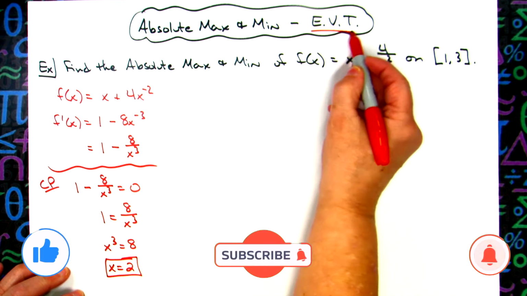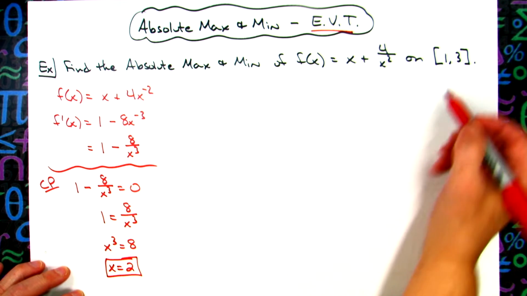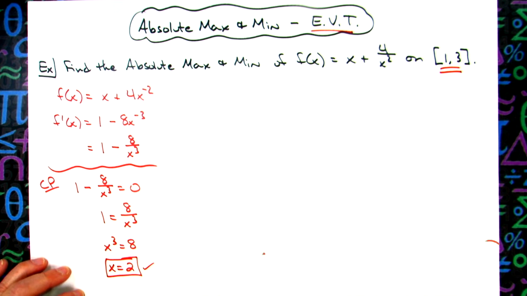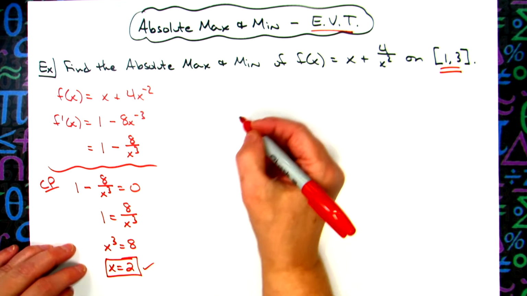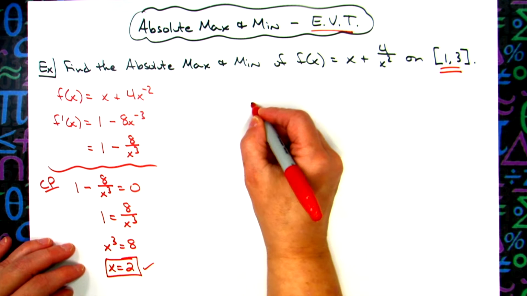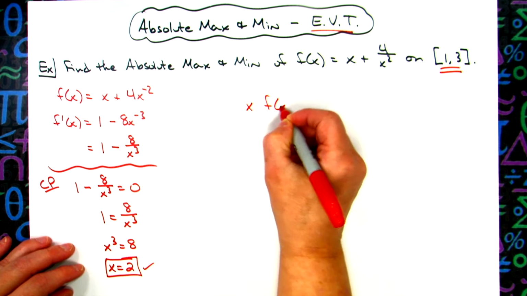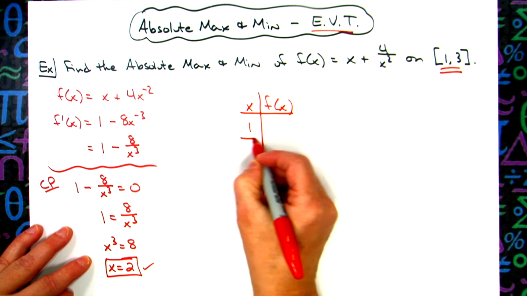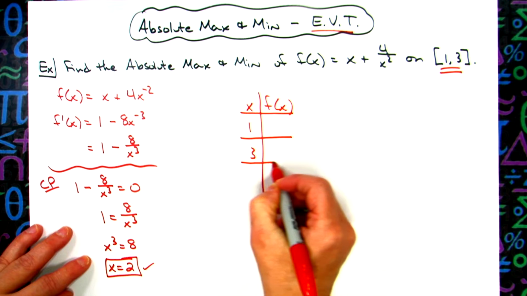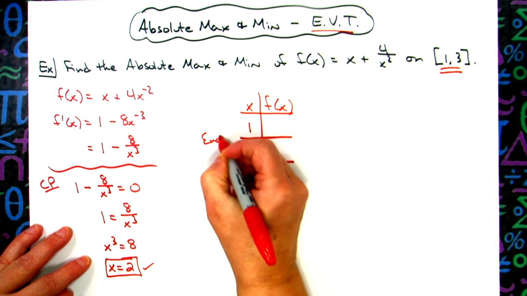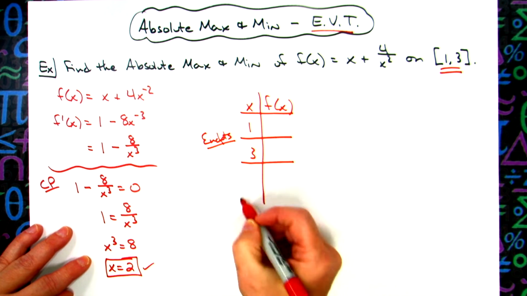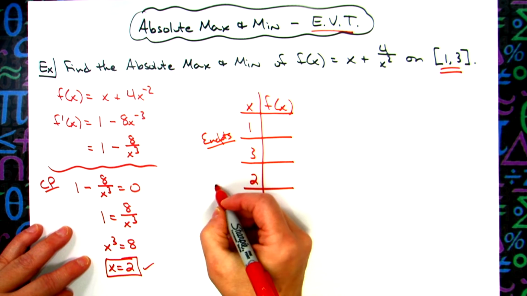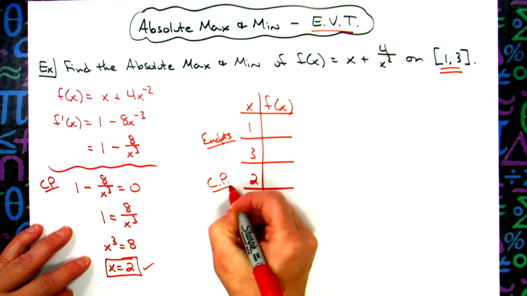Now, according to the extreme value theorem, I'm supposed to test endpoints and critical points in the original function to find that absolute max and min. So I'm just going to set up an xy table, or an f of x table here. We'll put our endpoints in, and let's identify those as endpoints. Then we will put the only critical value that we found that's in that interval. So our critical point right there.